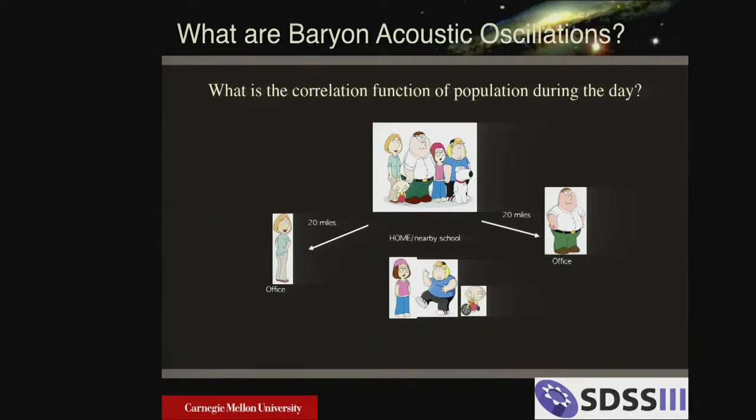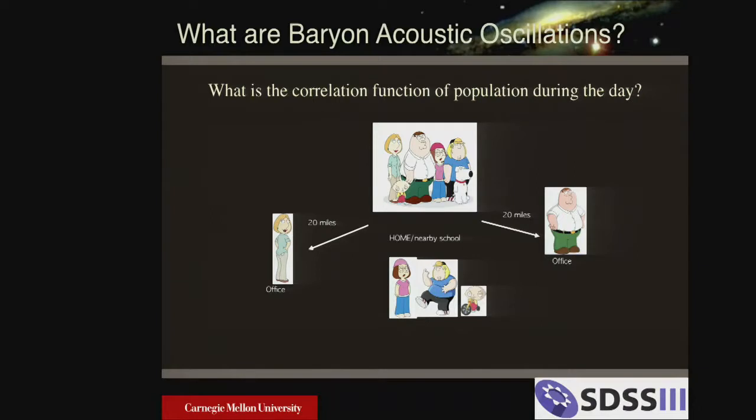So on average, what you will do is go to every single person, calculate the number of people X distance away from you, and make a histogram. Stack all of the histograms for every single person. That is the correlation function of the population during the day.